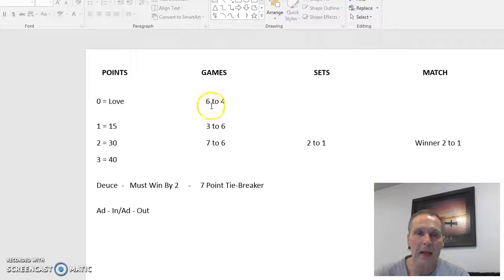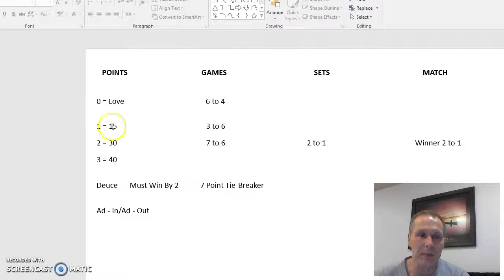So if the person that's ahead 6-5 wins that next game and makes it 7-5, then they win the set. But if, say for example, when it's 6-5 the person that is trailing wins that next game and makes it 6-6, there's another rule involved. When the games for a particular set go up to 6 together, where it's 6-6, they play what they call a 7-point tiebreaker.